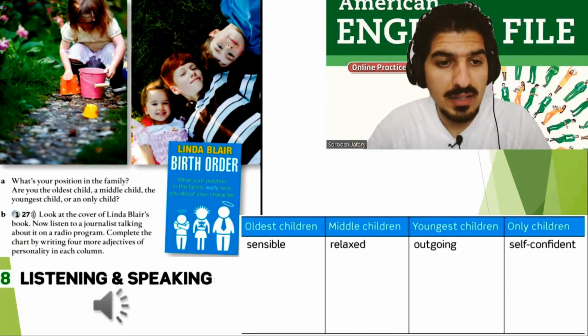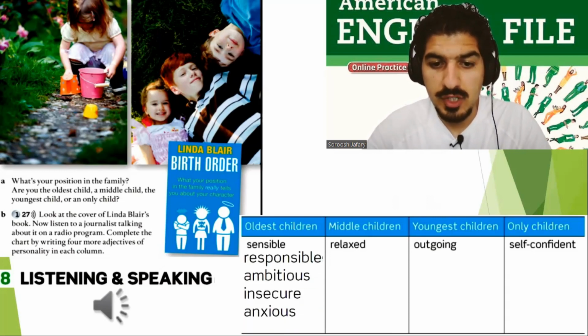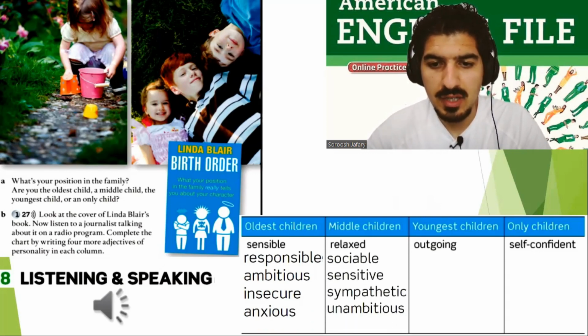All right, now check your answers with your friends. Okay, let's see. Oldest children: sensible, responsible, ambitious, insecure, anxious. Middle children: relaxed, sociable, sensitive, sympathetic, unambitious.